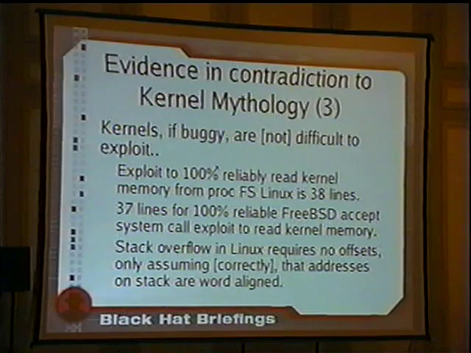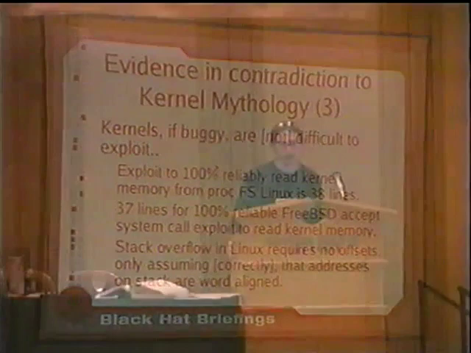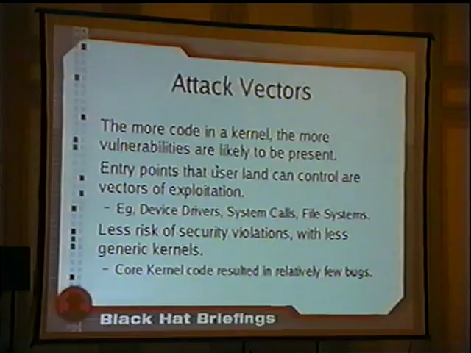Okay, stack overflows. In Linux, for example, they don't require any offsets. Kernel stack overflow does not require offsets. It's pretty reliable. I'll show some shellcode later on, and the only assumption is that the return address that we're overwriting on the stack is word aligned, and that's a pretty good assumption. GCC will word align return addresses. We control userland completely. We control all offsets and addresses in userland pretty much. So there isn't anything to brute force. Very reliable. So, attack vectors. It's back to if there's more code running and more code accessible, you're going to have more exposure.